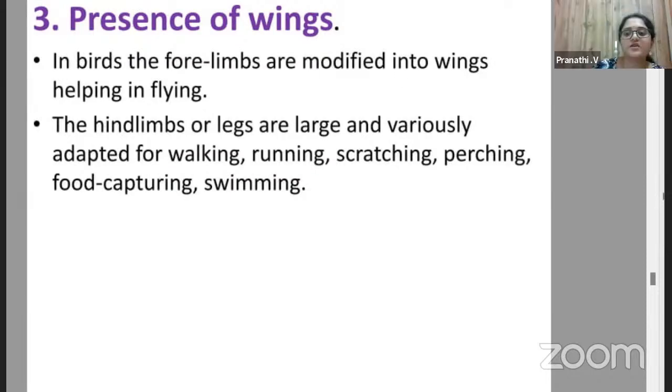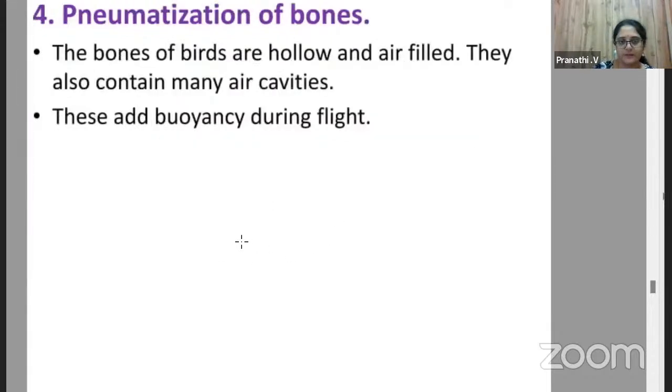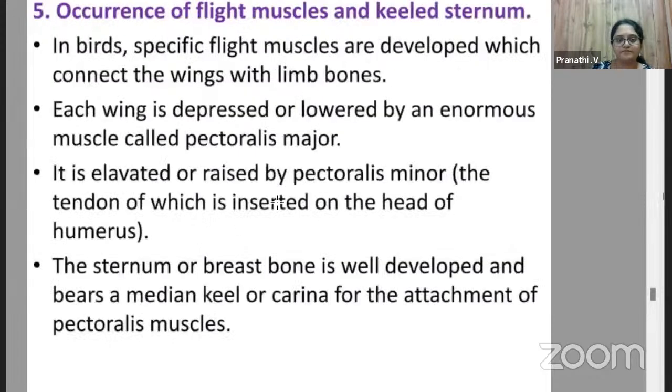And finally, the presence of wings. That is, the forelimbs are modified into wings and the hind limbs are large, which can be used for different kinds of terrestrial purposes like walking, running, whatever for that matter. And then you have pneumatic bones, that is hollow and air-filled bones having a lot of air cavities which add buoyancy or the floating principle for the flight.